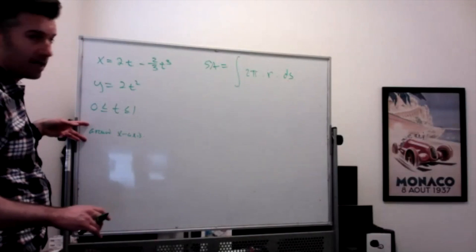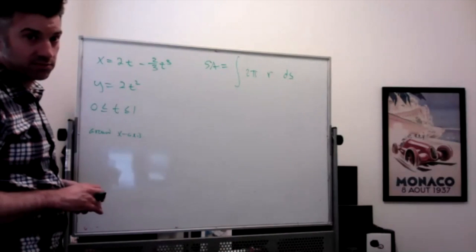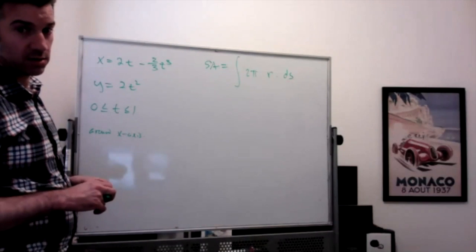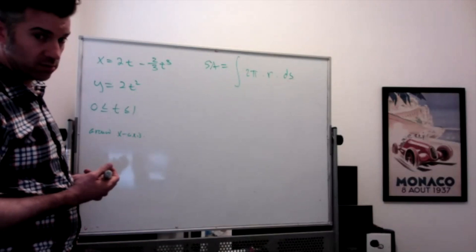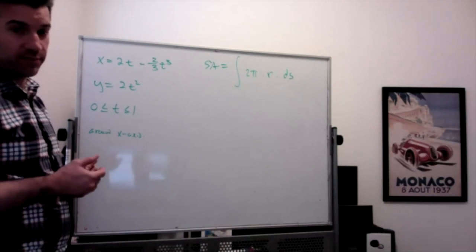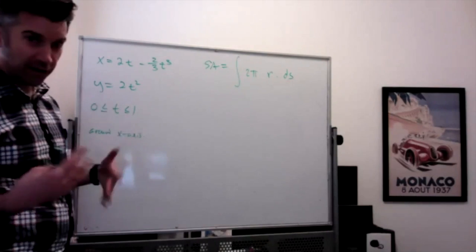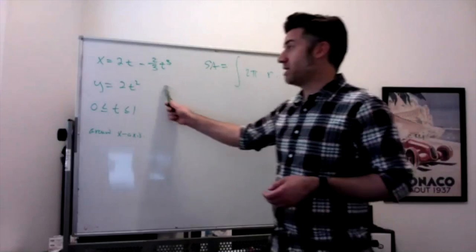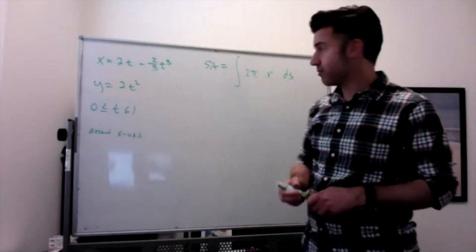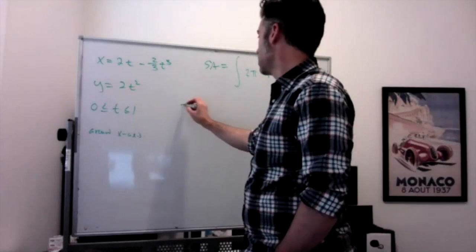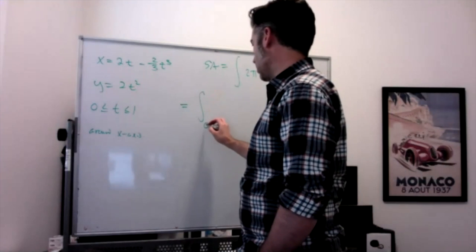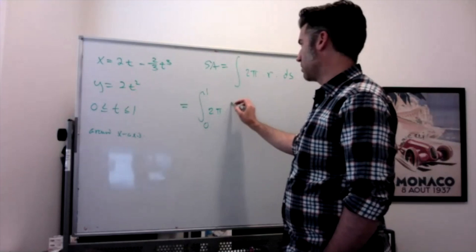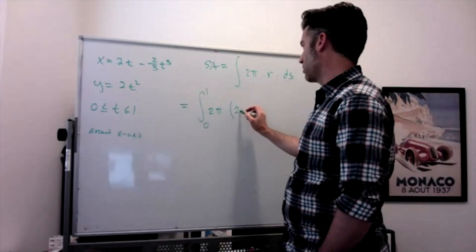So in this case, everybody should know the answer to this. If we're going around the x-axis, what's our radius? Is it x or is it y? You can type in the chat. The chat's right there. Yeah, and the radius is y. So the radius in this case is 2t squared. So this is going to be the integral from 0 to 1 of 2 pi times the radius, which is 2t squared.